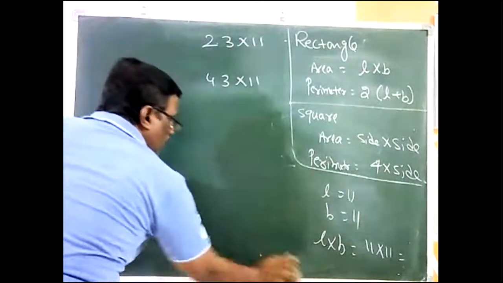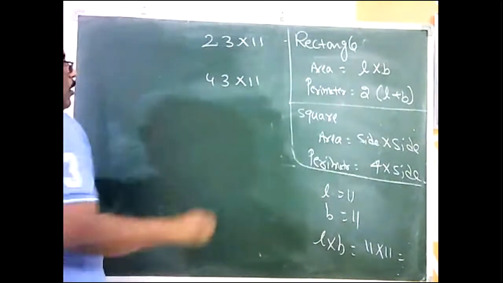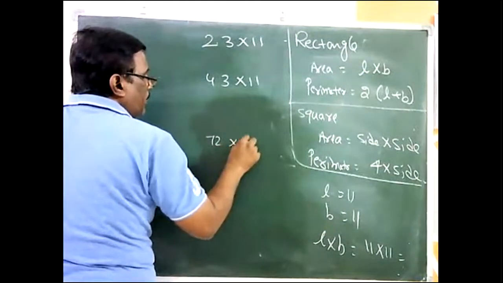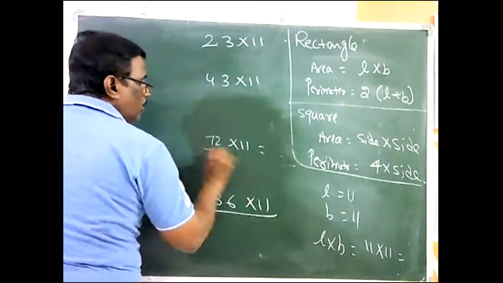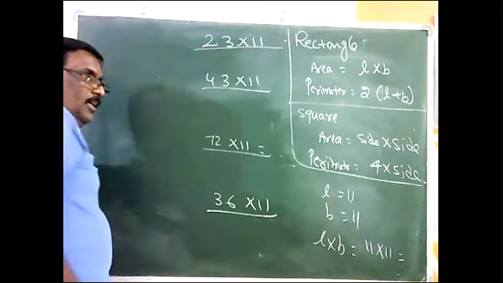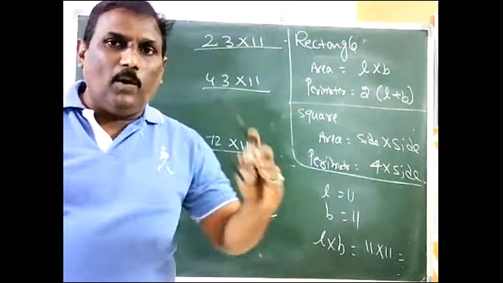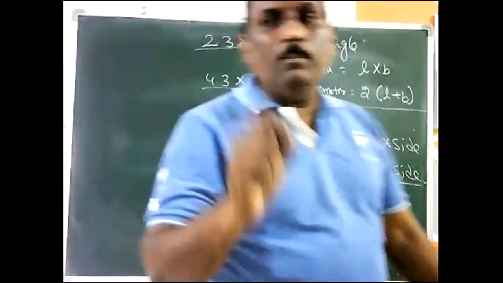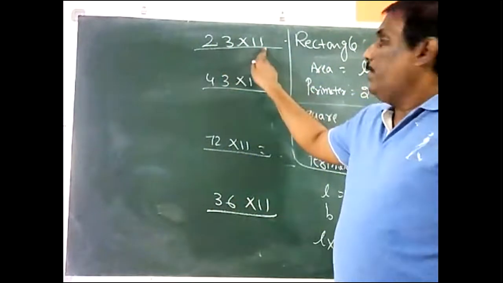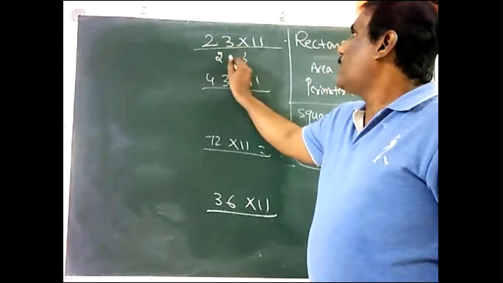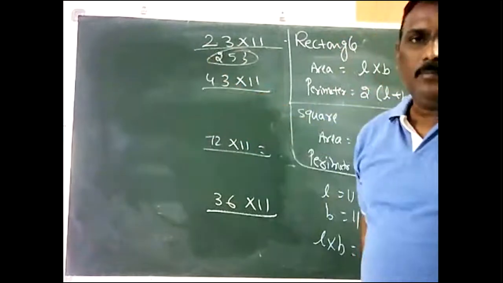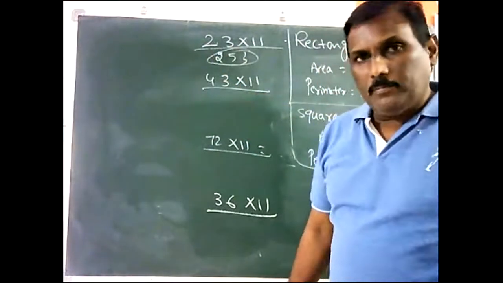Twenty-two into 11, 43 into 11, 72 into 11, 36 into 11. You know the method, shortcut. It will be useful to you whenever you want to multiply with 11. Try to remember the shortcut. 23 into 11, no? Write 2, 3, 2 plus 3, 5. That is the answer.